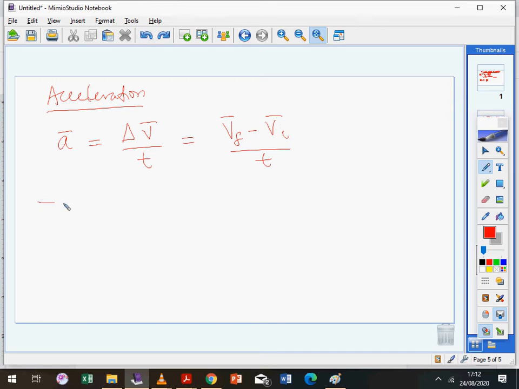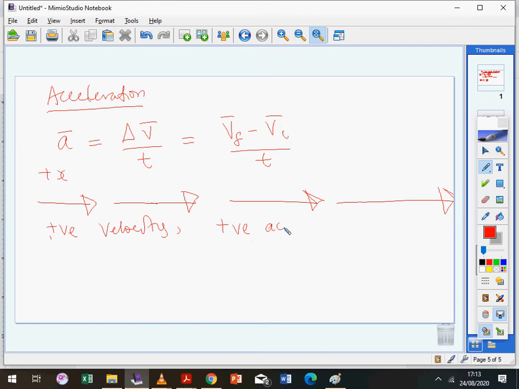Now let's assume a car, and these are arrows showing you the velocity of the car. These arrows are getting bigger and bigger. Since the arrows are getting bigger and they're going in the positive x direction, we're going to say that direction is positive, so the velocity of this car is positive. And since the velocity is positive and increasing, the car is accelerating and its acceleration is also positive, right?